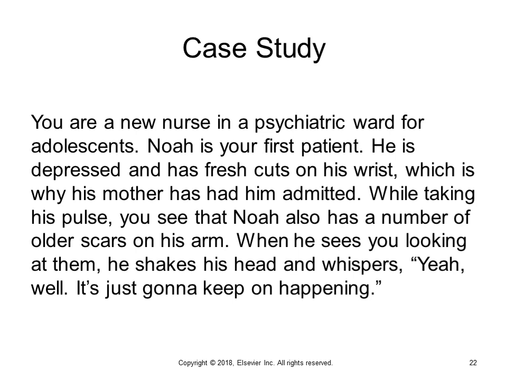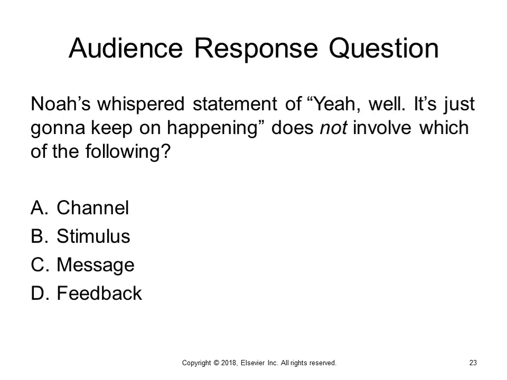While taking his pulse, you see that Noah also has a number of older scars on his arm. When he sees you looking at them, he shakes his head and whispers, "Yeah, well, it's just going to keep on happening." So Noah's whispered statement does not involve which of the following? You picked feedback, right? We've got the channel and the stimulus. We certainly have a message, but we don't have feedback. The feedback would most likely be given by you back to Noah.